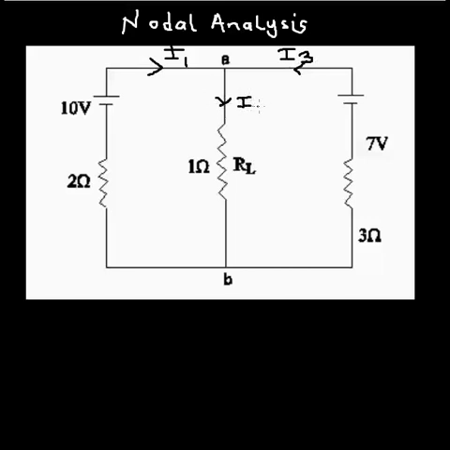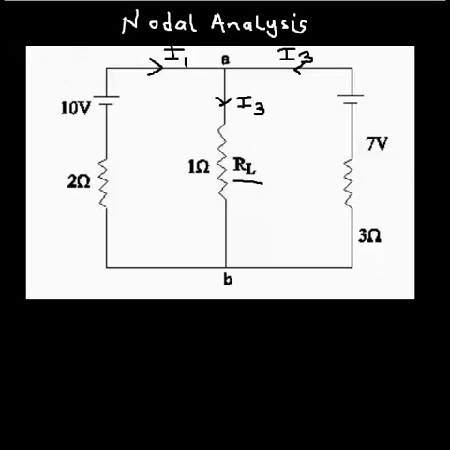This is simple compared to the network we analyzed previously. It is a very simple network. The question also asks us to evaluate the current passing through the load. The load here is RL, so that's I3. We have to evaluate the current through the load, and of course the voltage across the load, using nodal analysis.